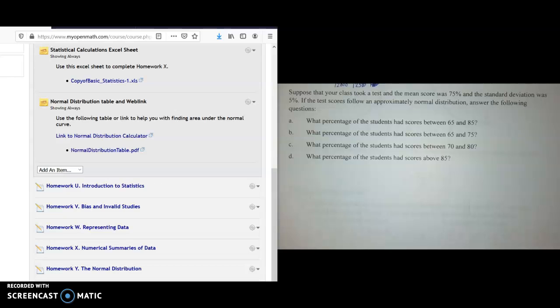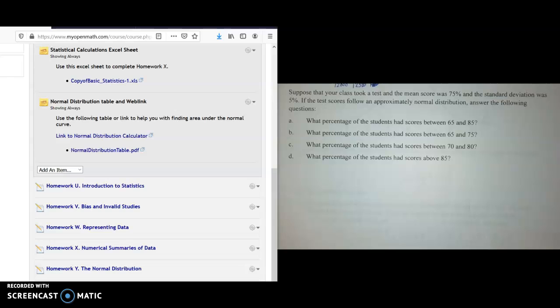Hey everybody, this is Mr. Combs, and I just want to talk about the normal distribution. I want to talk about z-scores, finish up those last two pages, but I thought rather than just post a picture, I would go ahead and go over this example too.